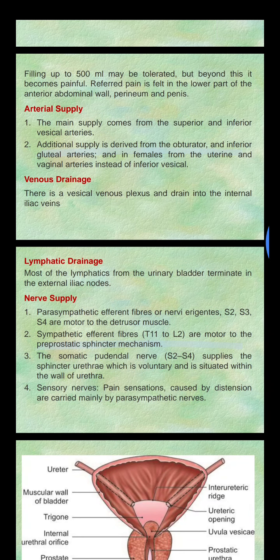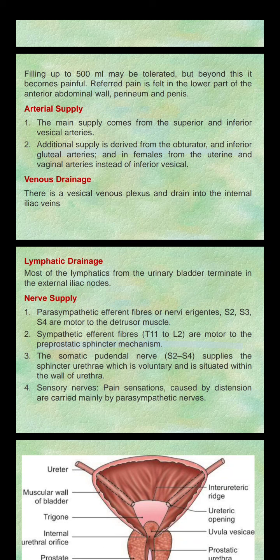Then the nerve supply. If you see the nerve supply of the bladder, it is all muscular structure. It contains the detrusor muscle, and the internal and external sphincter mechanisms are also present in the bladder. For its contraction and relaxation, these nerve supplies are very important. The parasympathetic nerve supply is from S2, S3 and S4, and they are motor to the detrusor muscle and inhibitory to the sphincters.